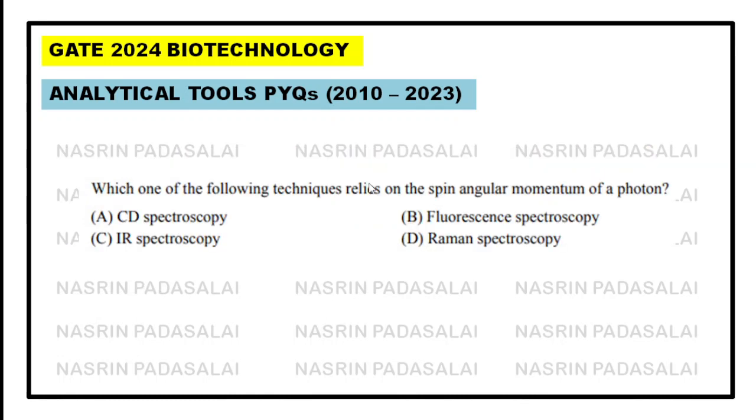Next, which one of the techniques relies on spin angular momentum of photon? It is again your Raman spectroscopy.